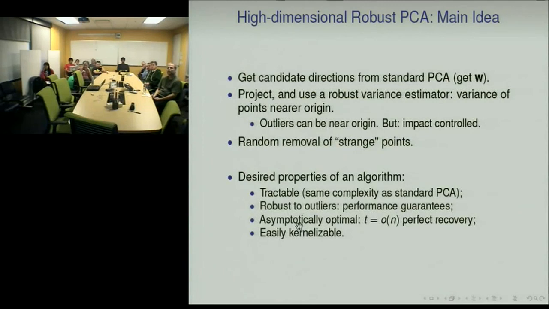And what are the properties that we want to obtain? We want the algorithm to be tractable, so let's have the same complexity as PCA, essentially. We want it to be robust to outliers, so we want some performance guarantees, which we'll provide. We want it to be asymptotically optimal, which means that if the number of outliers is little o of n, so if you have very few outliers, then you want to have perfect or near perfect recovery, and you want your algorithm to be kernelizable.